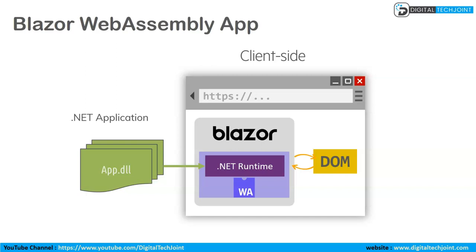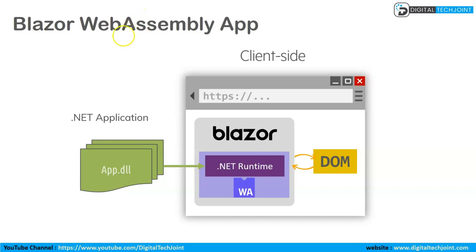If you look at Blazor WebAssembly, what happens when you run the application is that all the important .NET runtimes are downloaded on the client side, and along with that runtime it also downloads your DLLs and code, and then it provides the capability to use client-side coding and create a very rich and interactive application.